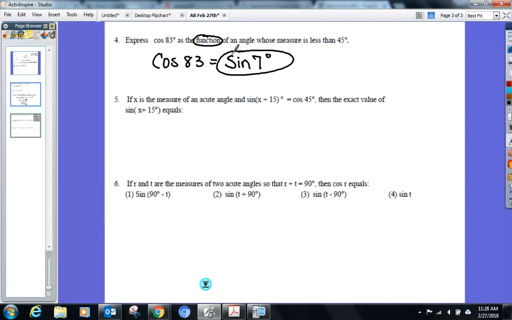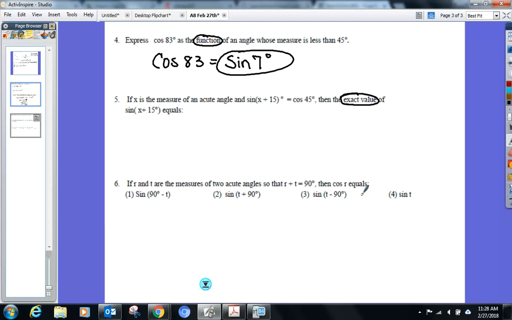x, acute angle, and sine of x plus 15 equals cosine of 45. Real quickly, this is the first time I put these in directions: find the exact value. Here's what I mean. That sloppy decimal you get, I don't want it. I want it in fraction or radical form. That's what exact value means. So our final answer is going to be a fraction or a radical or a combination of both. No sloppy decimal. Okay? Find the exact value of the sine of x plus 15.